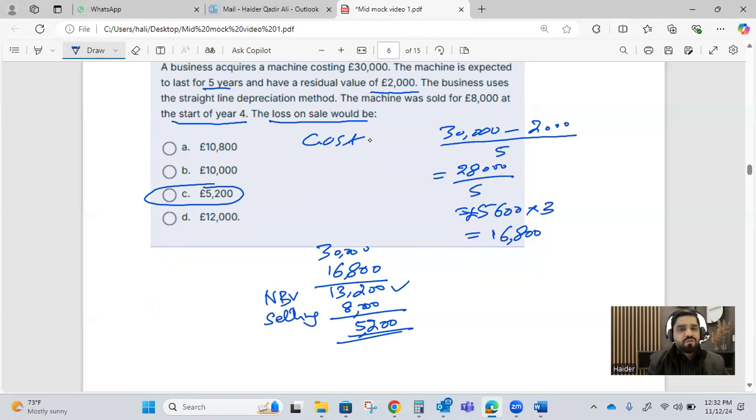But in this situation, this is not a gain, this is a loss. So this is loss on disposal of asset. That's it. Question number 6 is done. Let's move to question 7.